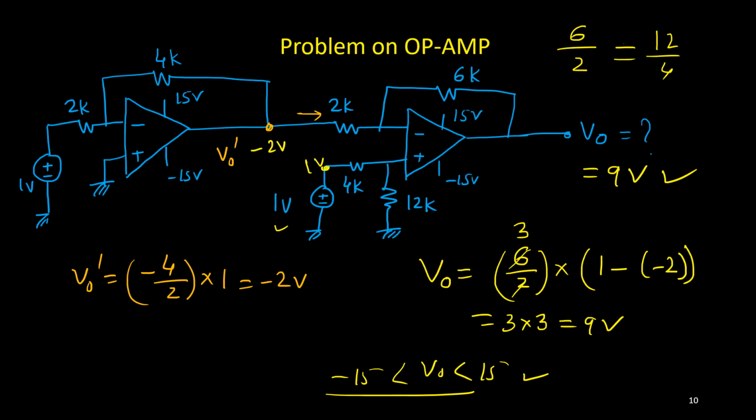Okay, and if it is subtractor, then gain multiplied by the subtraction V2 minus V1. But you need to check the ratio. RF by R should be same as R2 upon R1. Otherwise, it will be some weighted subtraction. That also you can do. No? Fine. Now, I'll give you a simple homework.